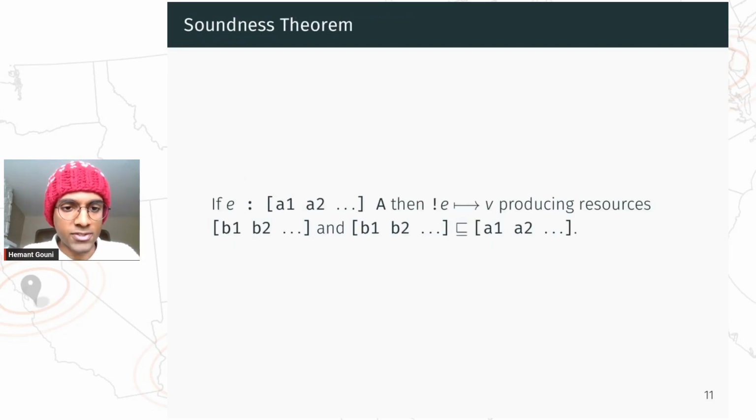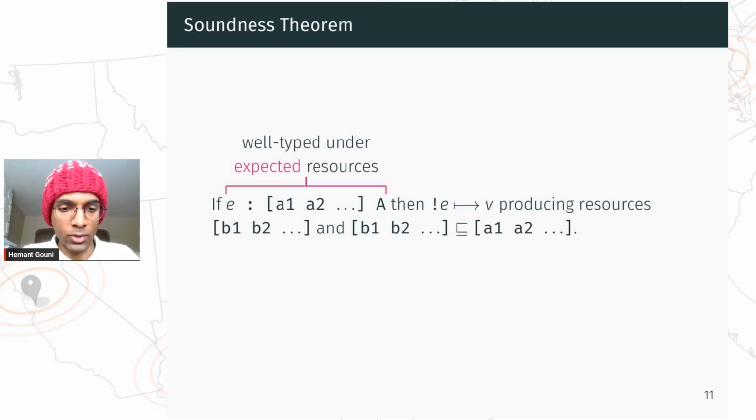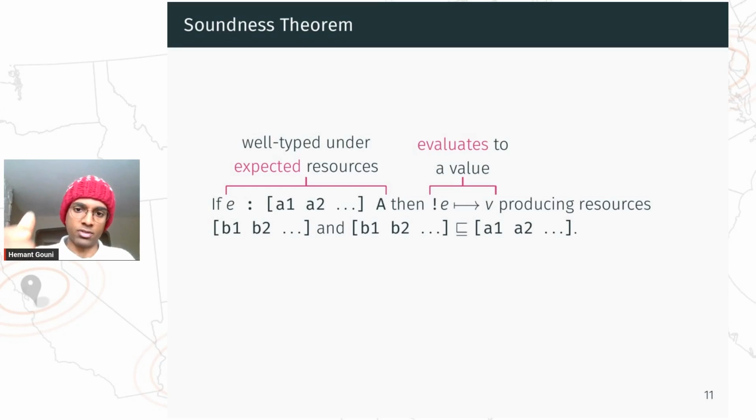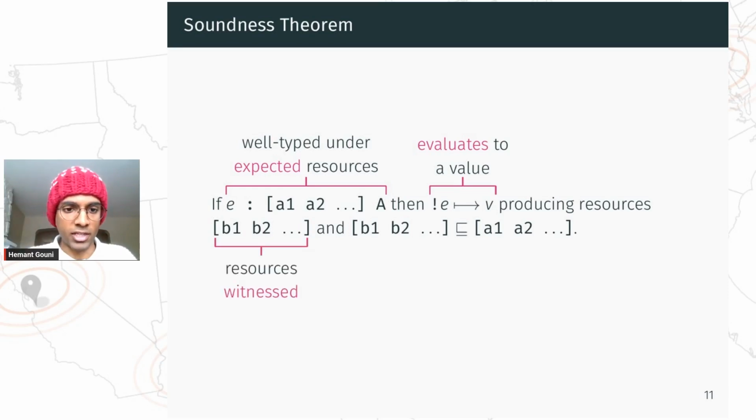So soundness can be read off as, well, if I've got a well-typed program with some expected resources, A1 and A2, then that program evaluates down to a value. So I use the bang operator on it, and I push it all the way down to a value. And as I push it down to a value, it produces these dynamic resources, B1, B2. So as it computes, these are the resources that it's actually producing.